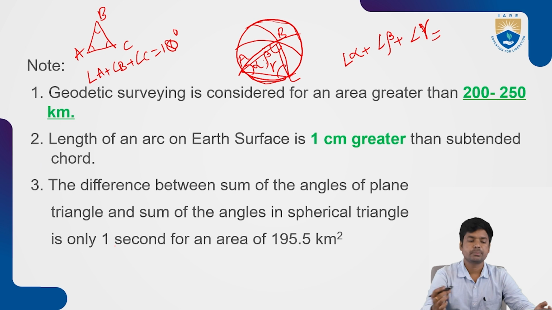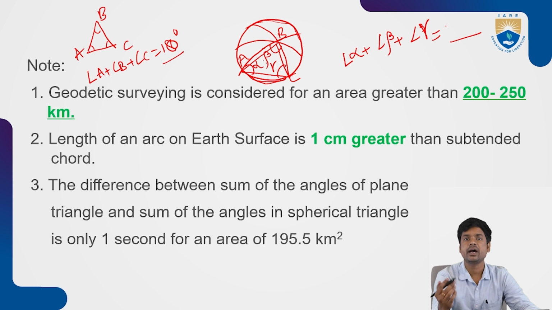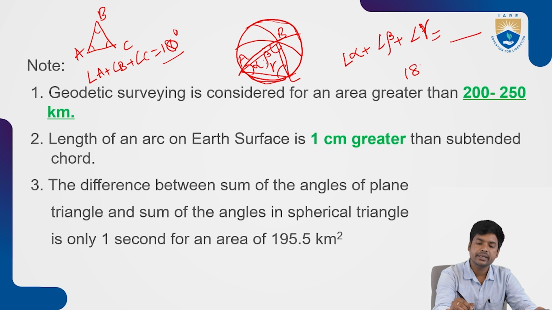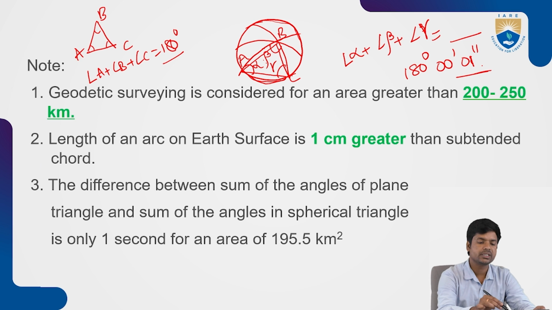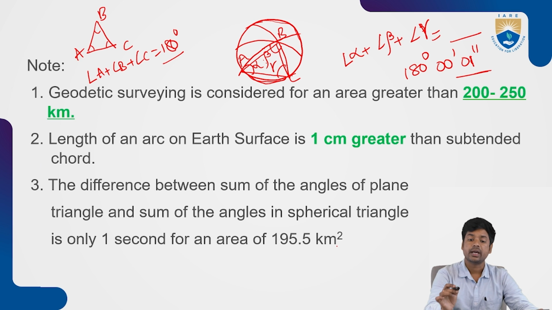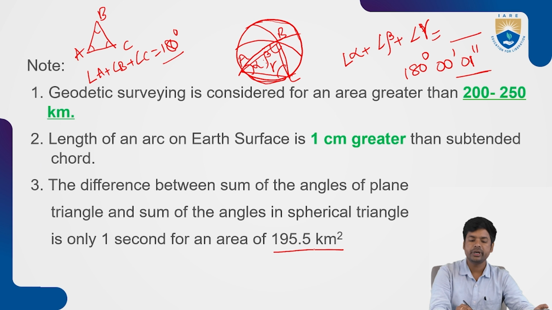The difference between the sum of the angles of the plane triangle and the sum of the angles of the spherical triangle is only 1 second higher. That means here it is 180 degrees 0 minutes and 1 second, the sum of the angles of the spherical triangle. So the difference between this one and this one is only 1 second. That is what he is telling. The area considered here is only around 195.5 kilometers square. So if the area surveyed is around 195.5 kilometers square, the difference between the sums of the angles is 1 second.